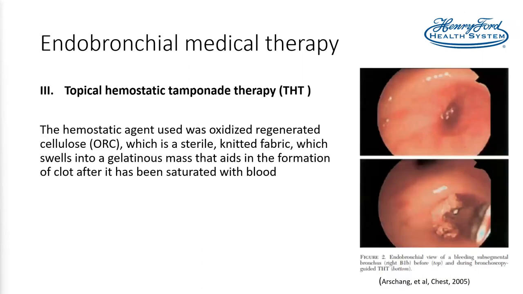Another endobronchial medical therapy reported in the literature is topical hemostatic tamponade therapy. I was talking about this with Dr. Diaz. We don't have it here. That's just out there in the literature. Apparently they use it in the military when someone is shot. So we don't use it, but it's out there for you to know. The agent used was oxidized regenerated cellulose, ORC. It's a sterile, knitted fabric. It swells into a gelatinous mass and aids in the formation of clot after it's been saturated with blood. I don't know where you're going to practice, but you might see it.